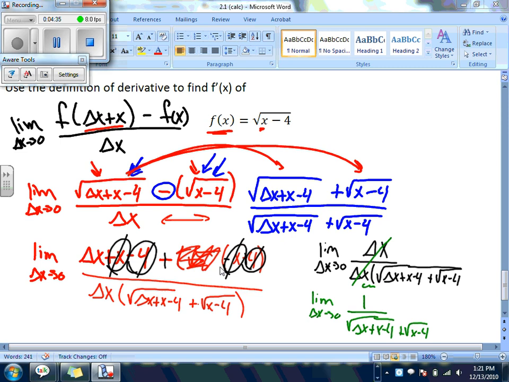Now we can take the limit. There's no real simplifying that we can do. We're going to take the limit, so to say we're going to plug 0 in for change of x. So we plug 0 in for change of x, and what we have left on the bottom is just the square root of x minus 4 plus the square root of x minus 4. Since the bases are the same, we can add those two. So our derivative is 1 all over 2 times the square root of x minus 4, and that is the derivative of our function. So I just wanted to refresh us on rationalizing the numerator. We'll see you later.